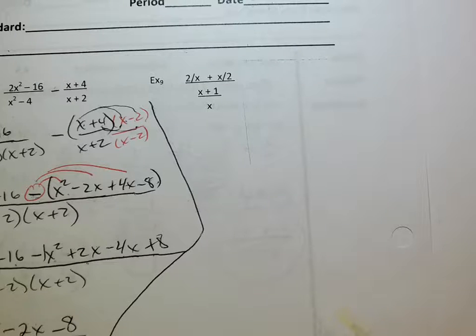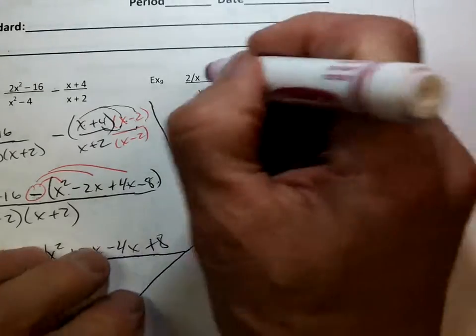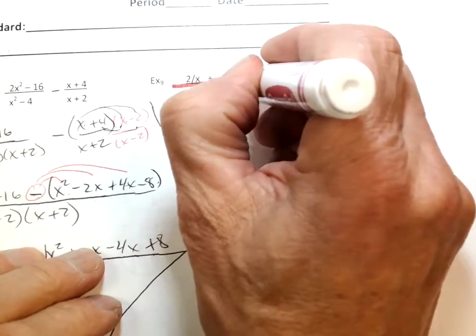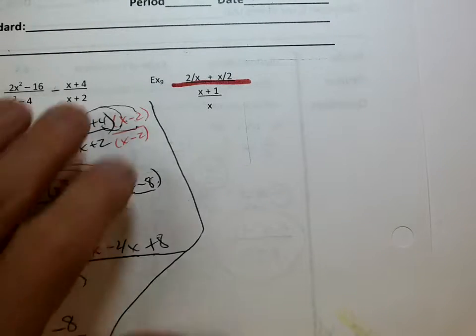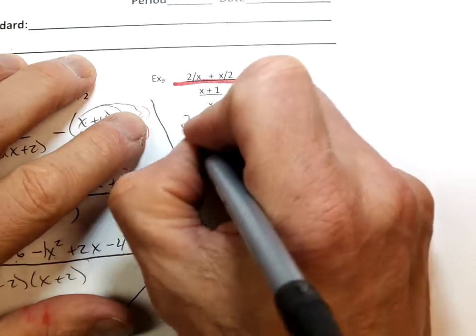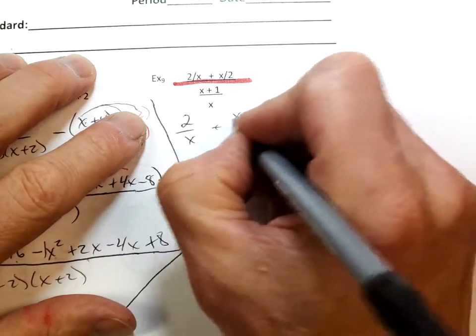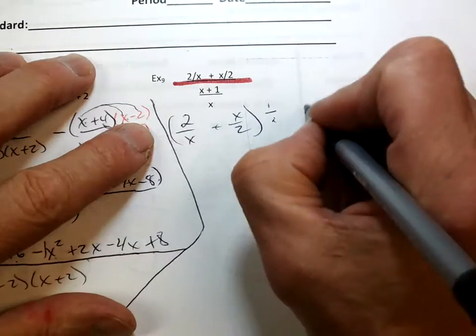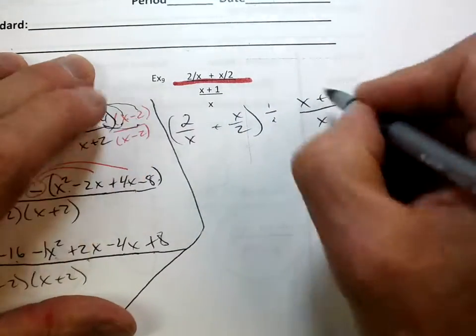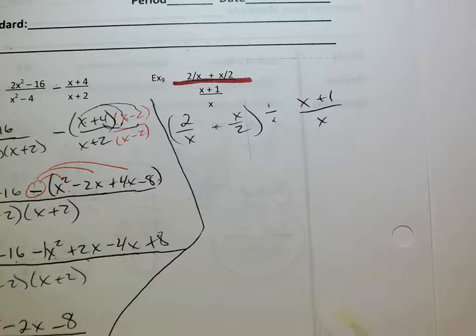So first of all, I've got a fraction within a fraction, don't I? So the first thing I want to do is this. You see this division sign? See that big division? I've got a fraction divided by a fraction. Let me rewrite it. So it's a 2 over x plus an x over 2, divided by x plus 1 over x, okay? It's just better to write it that way. It's easier to work with, right?